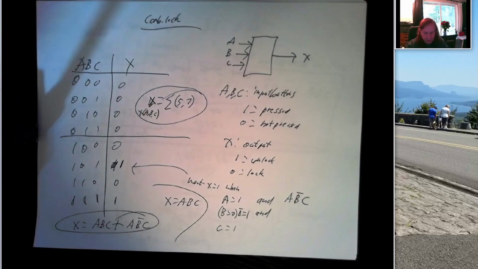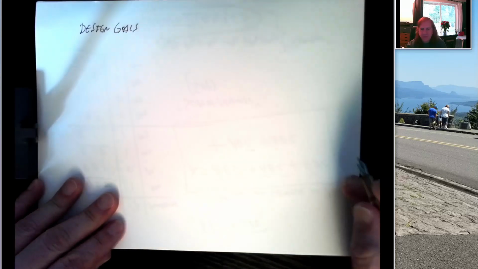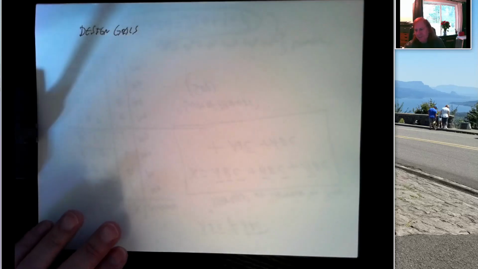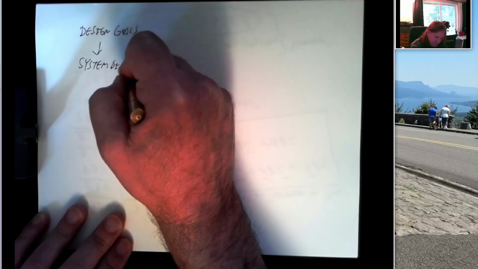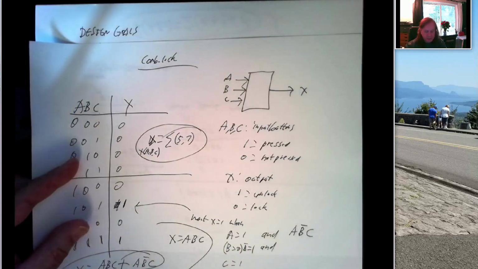All right, so what have we been doing in this video? We've been developing a process, a chain, starting with some sort of design goal that we're after. Hey, I want a combination lock that unlocks my door with this input or that input. From there, we write a system diagram. And the system diagram is where we pin down what the inputs and the outputs are, and what the ones and zeros mean for those.